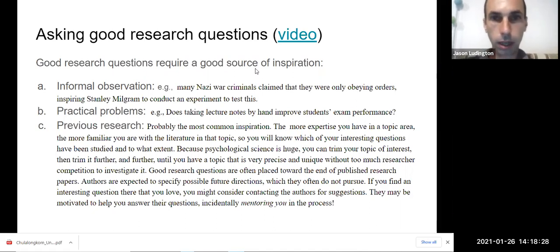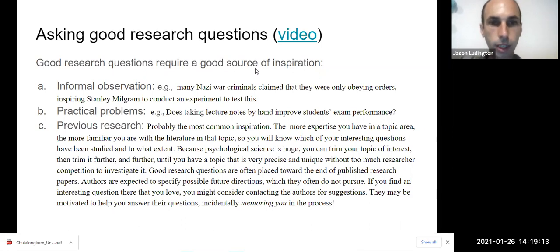An example of that is Stanley Milgram, who created an experiment following World War II. He was very curious about Nazi war criminals who claimed that they were only obeying orders or authority. That was very interesting to him, and he said, well, it needs to be studied. That's an informal observation. It wasn't based on any prior research. Next one is practical problems. And a third one is previous research.